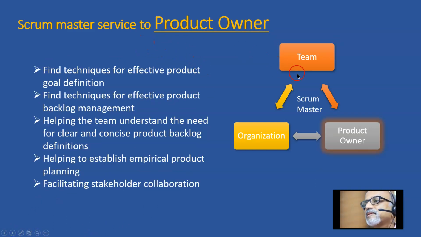Then Scrum Master service to the product owner. Find techniques for effective product goal definition. Find techniques for effective product backlog management. Helping the team understand the need for clear and concise product backlog definitions. Helping to establish empirical product planning, and facilitating stakeholder collaboration.